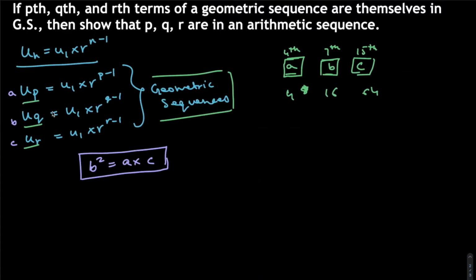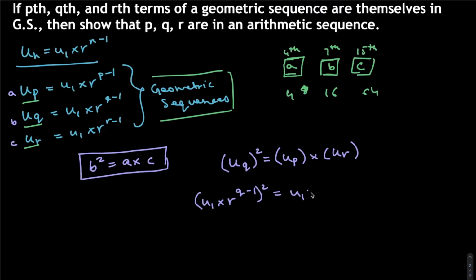So if we do that, what do we get? We get U_Q, whole squared, is equal to U_P times U_R. Now I substitute for U_Q. So I'm going to get U_1 times R raised to the power Q minus 1, whole squared. And the same thing on the right: U_1 times R raised to the power P minus 1, and here U_1 times R raised to the power R minus 1.